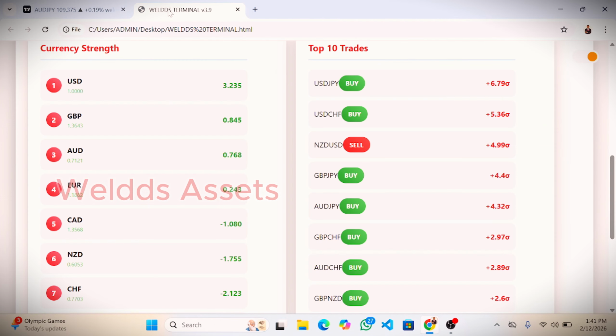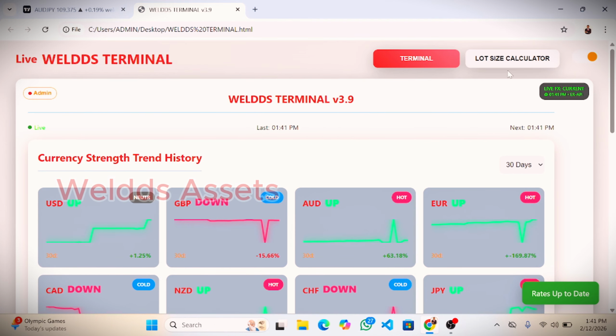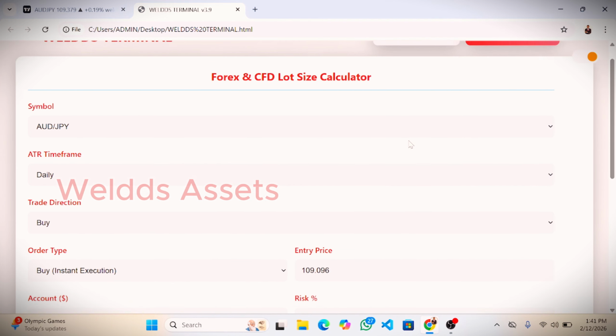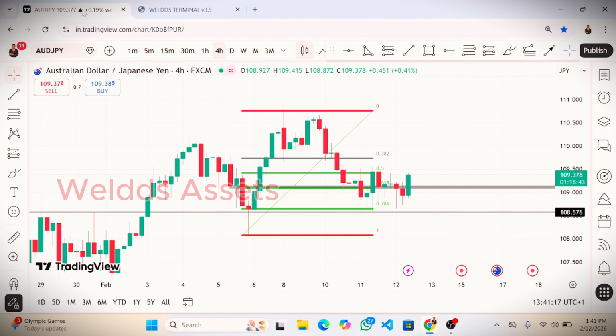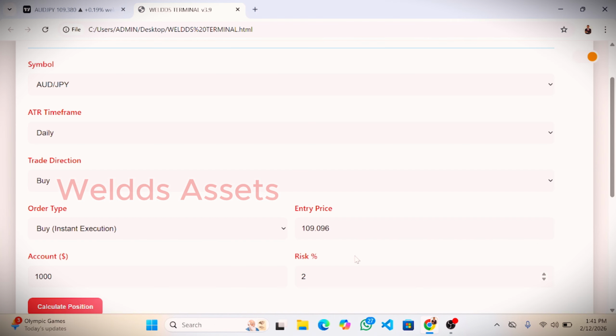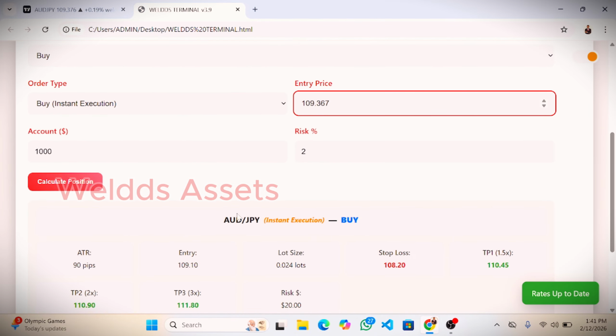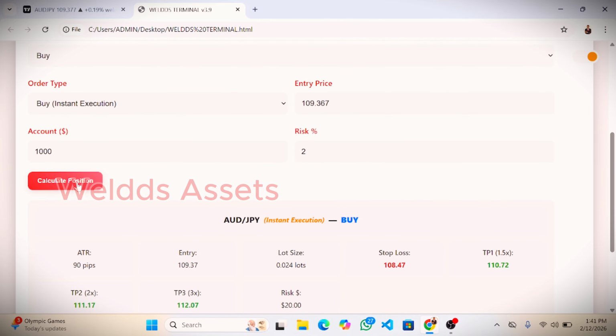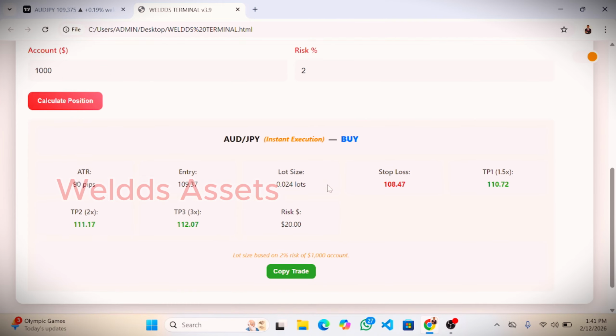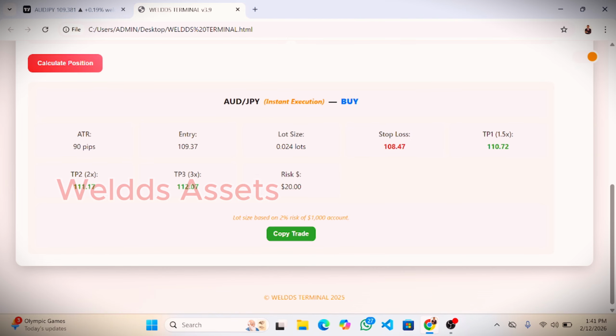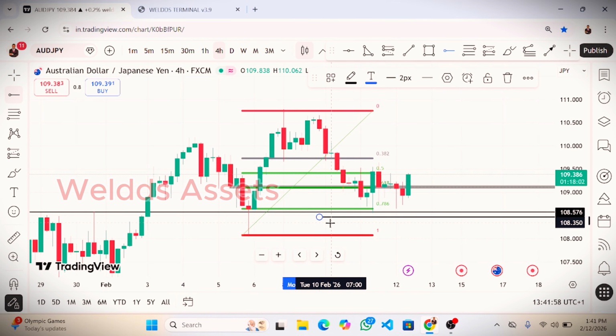But assuming you are taking this trade right now at 109.378, you come to the terminal and we have the best calculator here, which is the volatility based calculator. The entry point I told you is 109.367. So you select 109.367. That is your entry point if you are taking instant execution, assuming that you see this video on time. So your stop loss will be around 108.47. So this is the level that your stop loss should be.